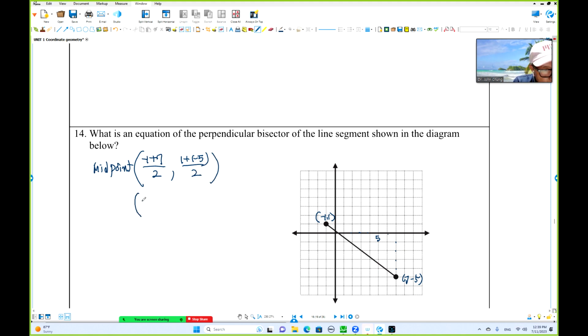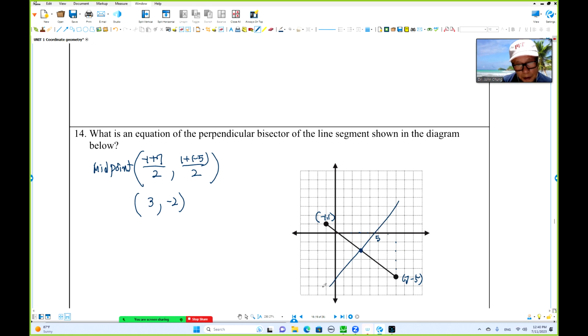So now let's find this one. Negative 1 plus 7 is 6, divided by 2 is 3. 1 minus 5 is negative 4, divided by 2 is negative 2, right? That's the midpoint. So where is it around over here? That's the midpoint. But we need to find the perpendicular line. The line is perpendicular, right? It looks like this way.